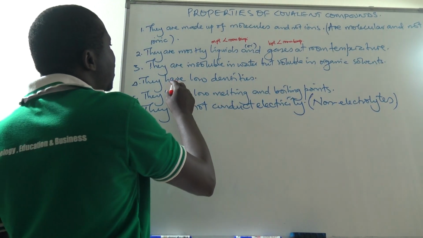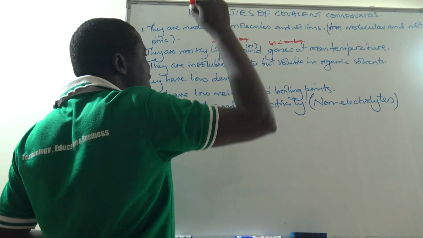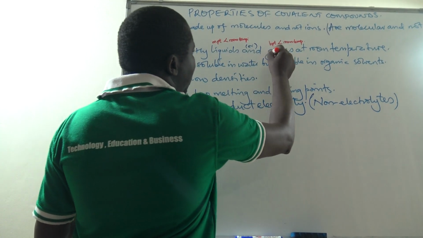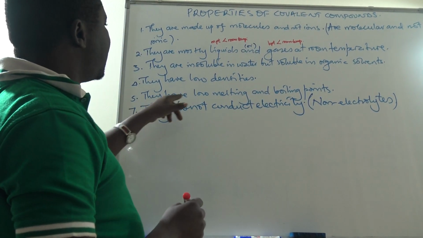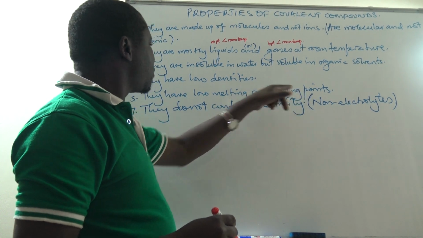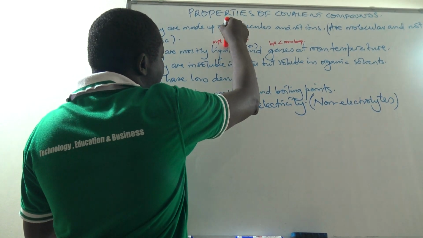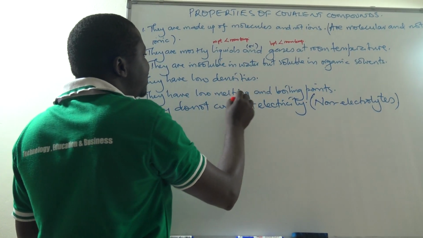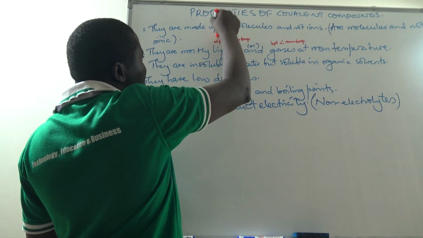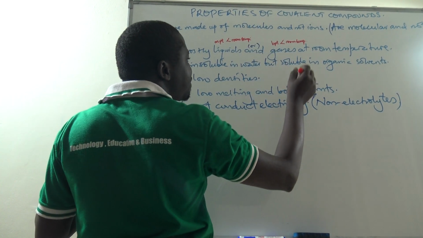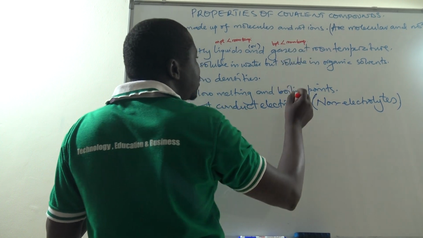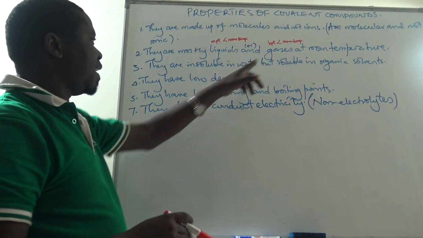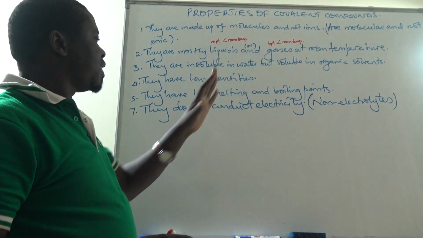Then we say that they have low densities, since their particles are not densely packed, so at room temperature they are liquids or gases. Then they have low melting and boiling points. That's why they are liquids at room temperature, and some of them are gases. If one is a liquid at room temperature, its melting point is below the room temperature, and if it is a gas at room temperature, its boiling point is also below the room temperature. Therefore, it is a gas if the boiling point is less than the room temperature.